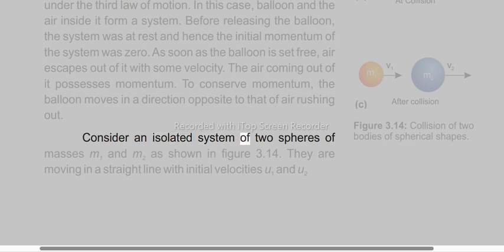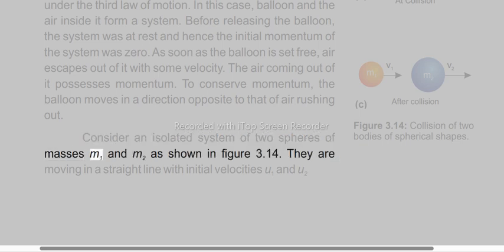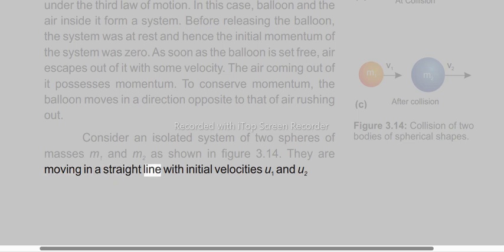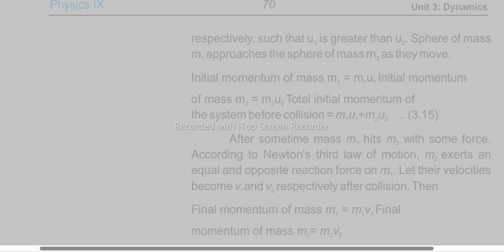Consider an isolated system of two spheres of masses m1 and m2 as shown in figure 3.14. They are moving in a straight line with initial velocities u1 and u2 respectively, such that u1 is greater than u2. The sphere of mass m1 approaches the sphere of mass m2 as they move. Initial momentum of mass m1 equals m1u1, initial momentum of mass m2 equals m2u2. Total initial momentum of the system before collision equals m1u1 plus m2u2.